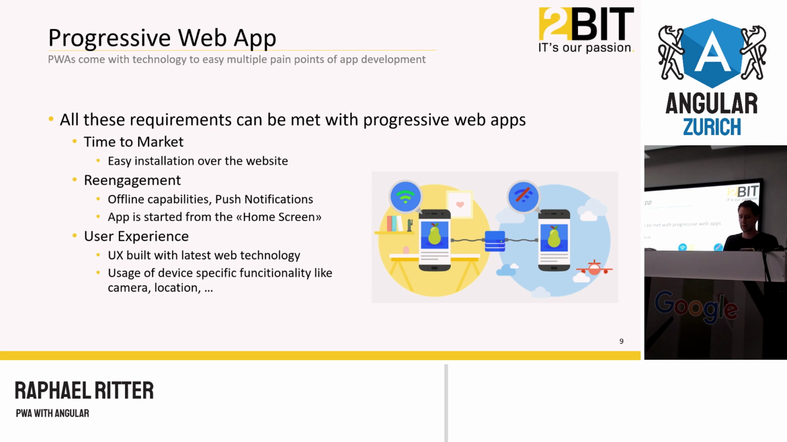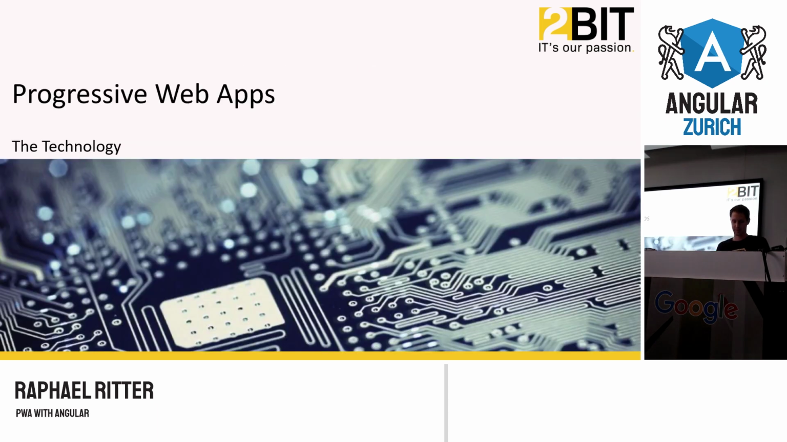Another thing is user experience. Of course, you rely there on the possibilities you have with web development. You cannot do everything, but you can use device-specific functionality like camera, location, battery, and stuff like that, and it's getting more and more. Google is investing a lot of time, especially in Chrome, to make more of this device-specific functionality available for PWAs. There's a little bit of another story on other devices, but we will come to that later.